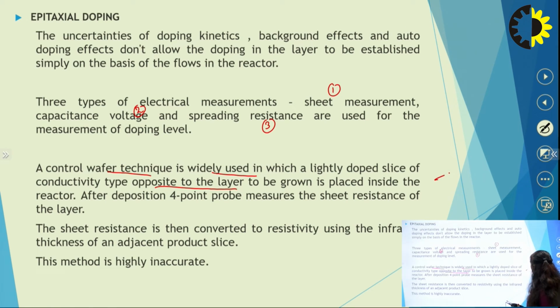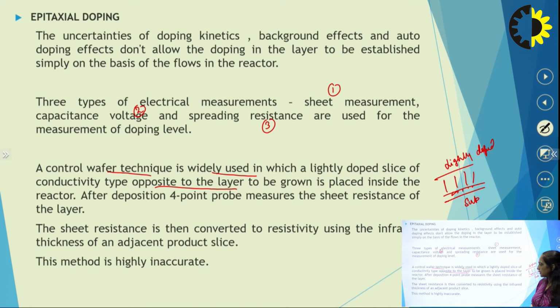We have 2 substrates, one is lightly doped, and this is the substrate where we need to grow the epitaxy layer. Okay. So the 4 probe method is used. We use 4 probes to measure the sheet resistance of the layer.